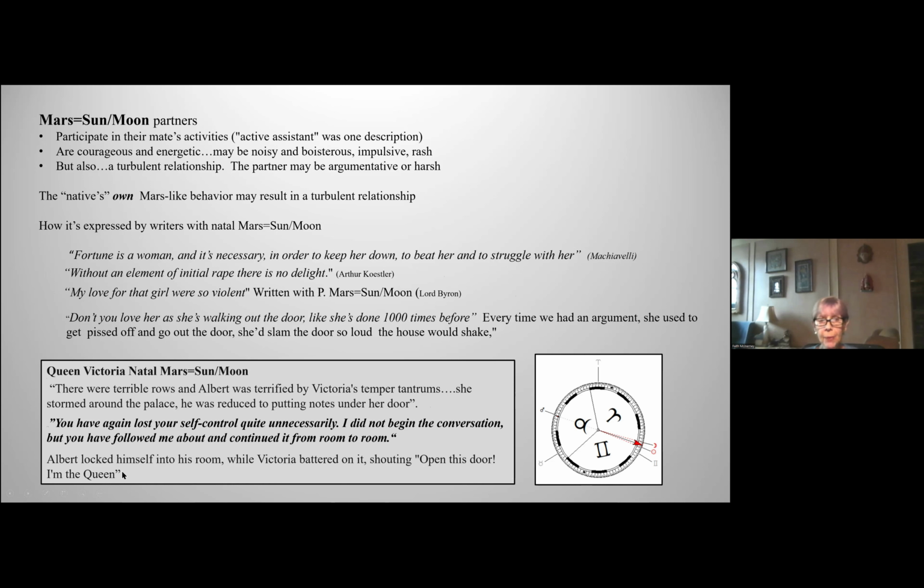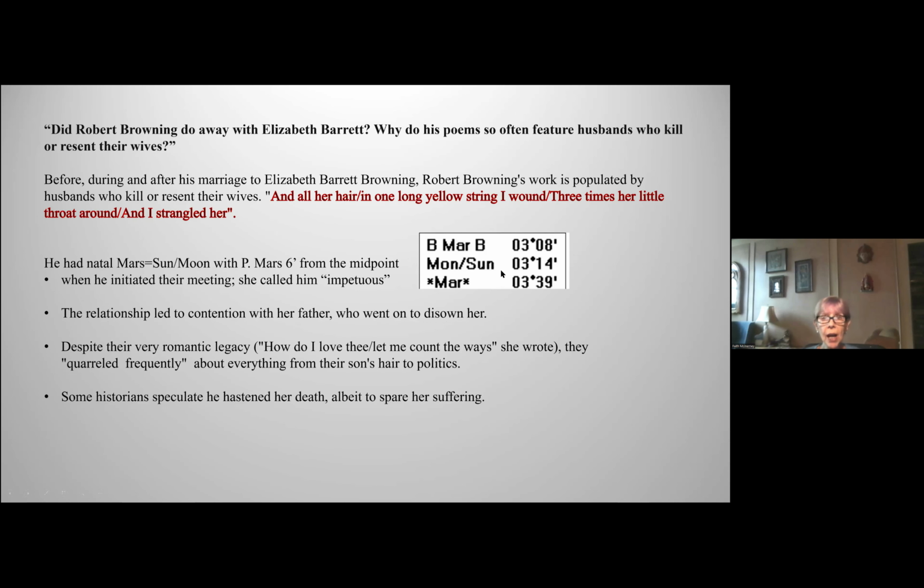And Albert used to lock himself in his room. Actually, this was when she wanted sex. She was a Venus-Mars person. And so when he locked himself in his room, she would bang on the door, open the door, I'm the queen. It's a Mars person with power. So here's the husband of Elizabeth Barrett Browning.